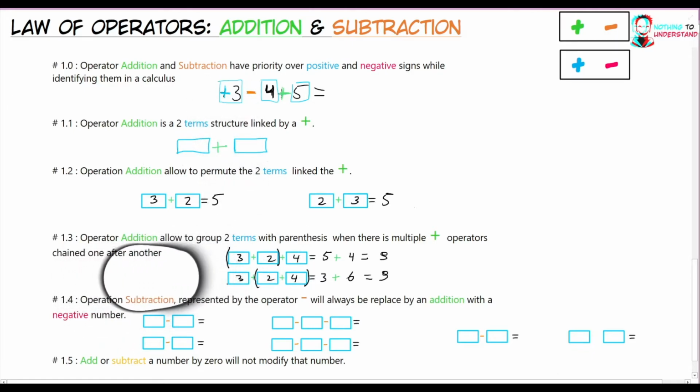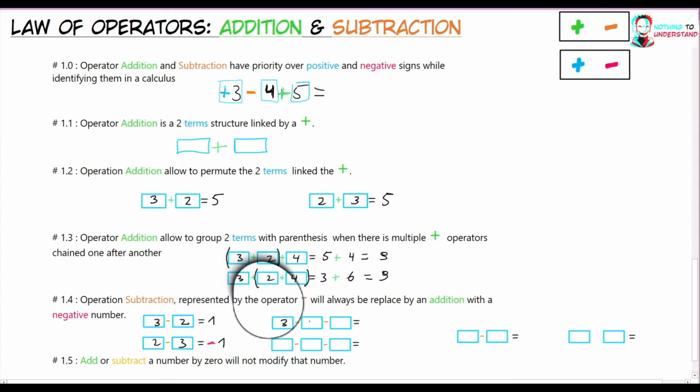So subtraction is different. The laws of subtraction are a little bit complicated. So let's try again to see what you can do with it. If I do 3 minus 2, I will get 1. But if I do 2 minus 3, the answer will be negative 1. Do you see? If I permute the terms with subtraction, I get a different answer.